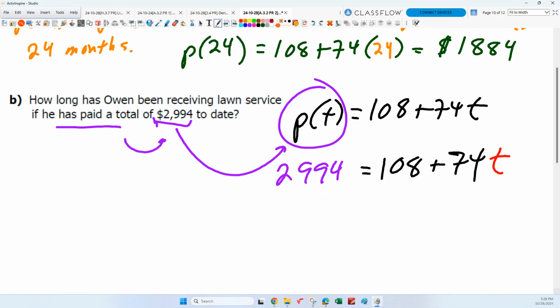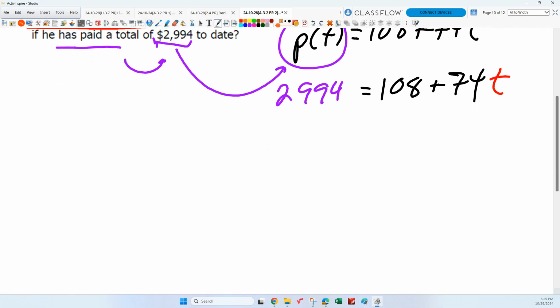If I want to find out the question, how long has he been receiving lawn service, what would I do with that equation? Solve for t. Exactly. We plug a number in for the output and we solve for whatever the input variable is.